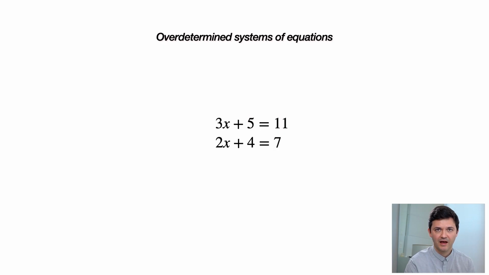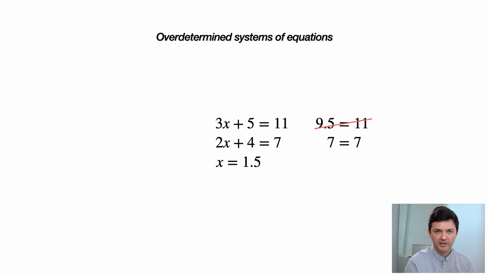Well, now if I try to solve the second equation first, I get that the right solution is that x equals 1.5. So if I plug 1.5 into the second equation, I get 7 equals 7, which is correct. But when I plug this into the first equation, I get 9.5 equals 11, which is clearly not correct. So as you can see, I cannot satisfy both of these equations at the same time. As a system, they are inconsistent.